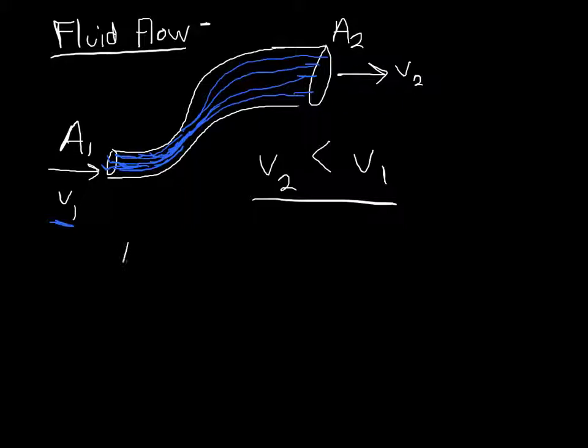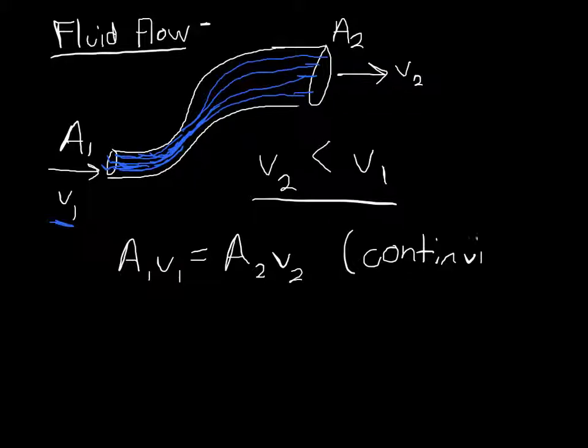We could compare the area at the beginning of the pipe times the velocity at the beginning of the pipe and see that it's going to be equal to the area at the end of the pipe times the velocity at the end of the pipe. This is an equation called the continuity equation. We can derive all these things, but since we're on a truncated time scale, we'll just take you straight to the final result.